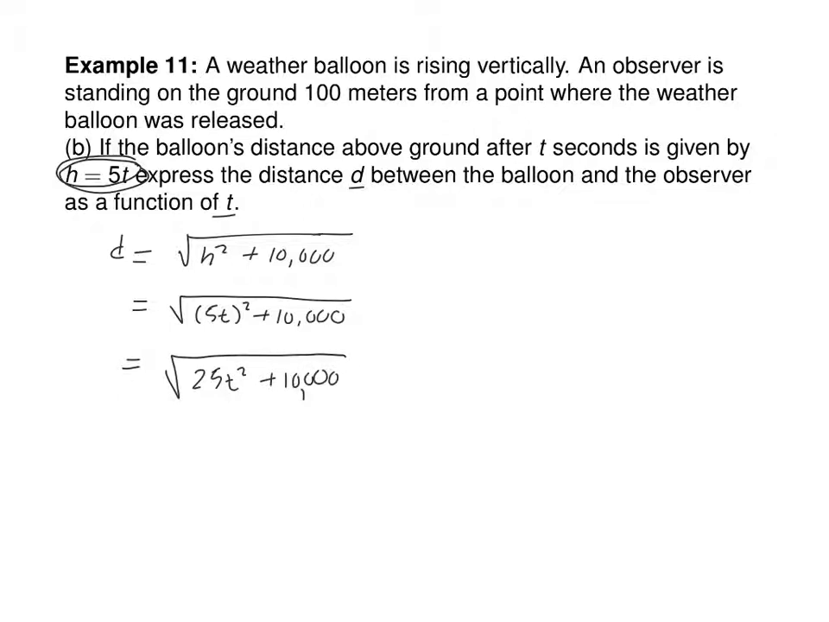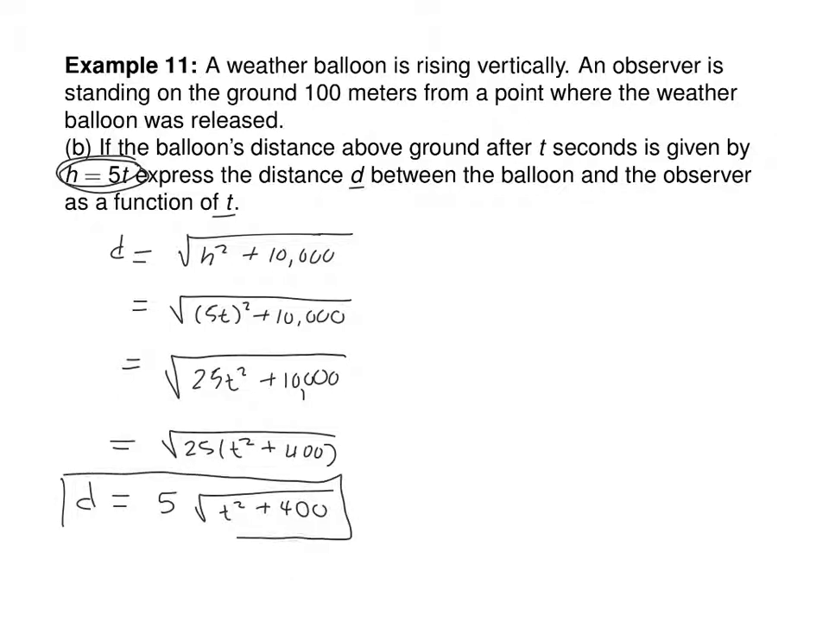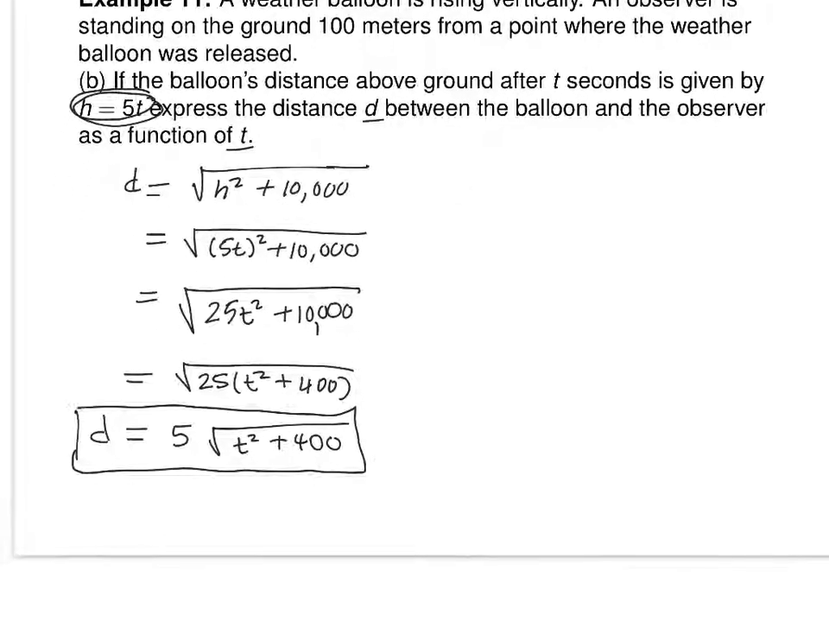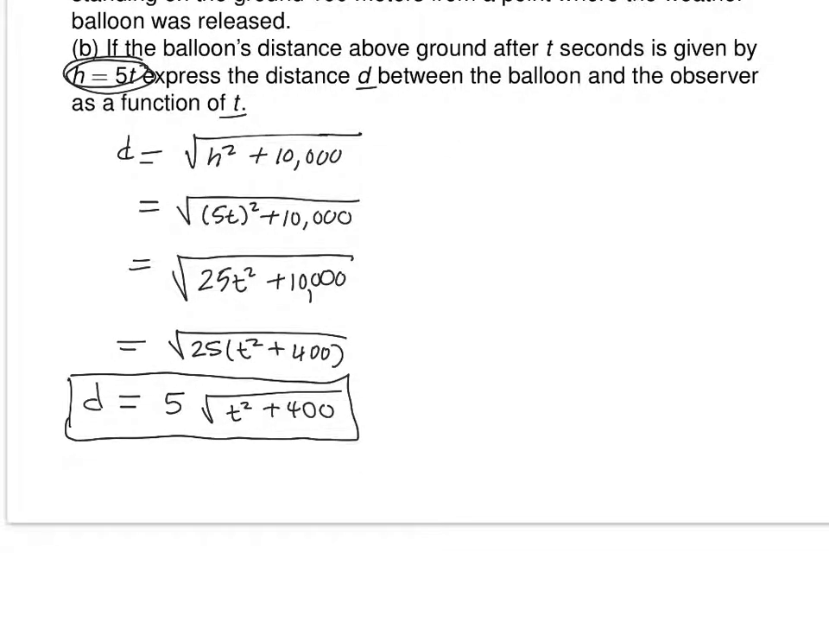And because I think it will make things easier to work with, that can be simplified a little bit if you factor out the 25. So 10,000 divided by 25 is 400. And then what can happen to that 25? It can get rooted and become just a regular 5, right? And so this equation would allow you to plug in a particular time and figure out how far the balloon was from the observer at that time.